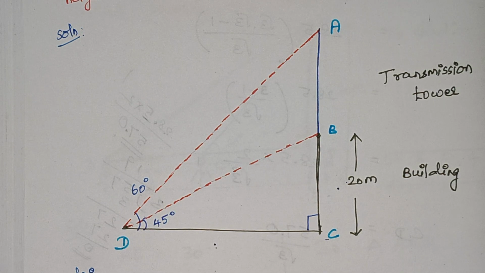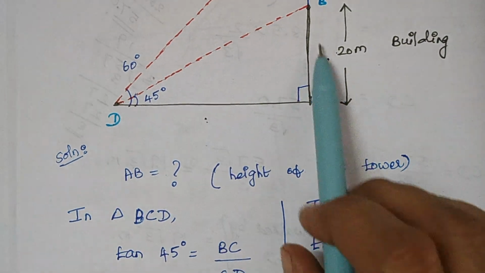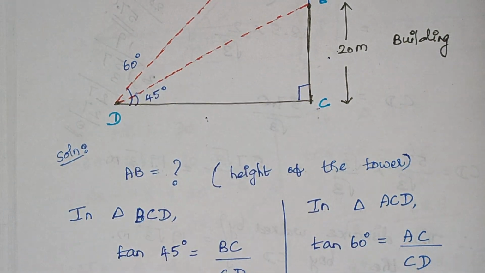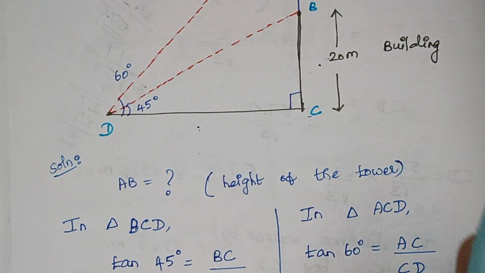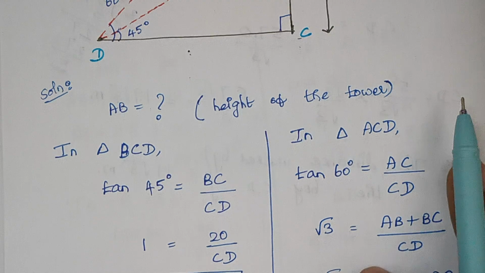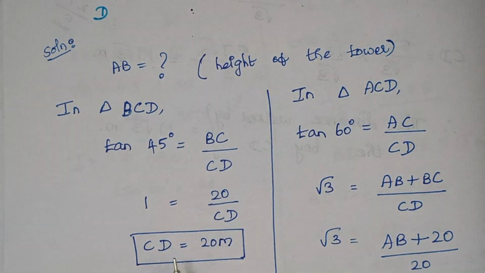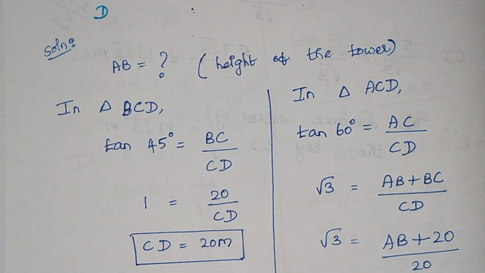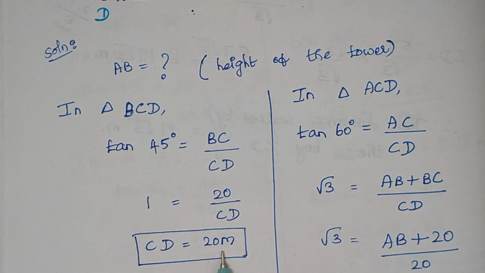It is tan, right? So here we are writing tan 45 degrees is equal to BC by CD. So what is the value of BC? It is 20, it is given in the problem. So just substitute. So here what happens? 1 into CD is CD. Therefore CD is equal to 20 meters. So here we have calculated the value of CD, which is the adjacent side.